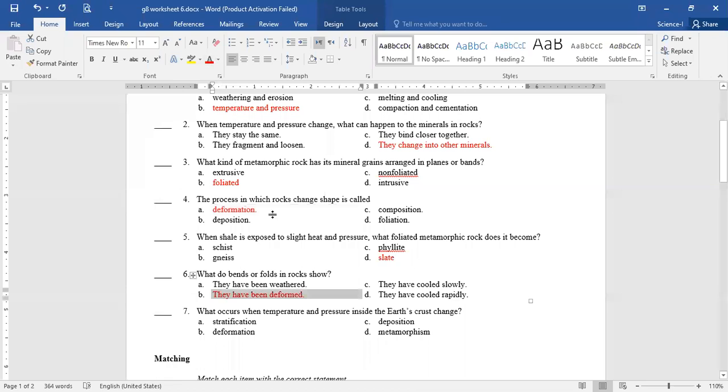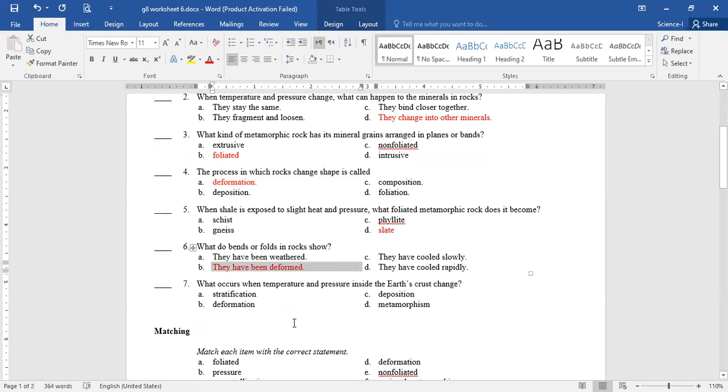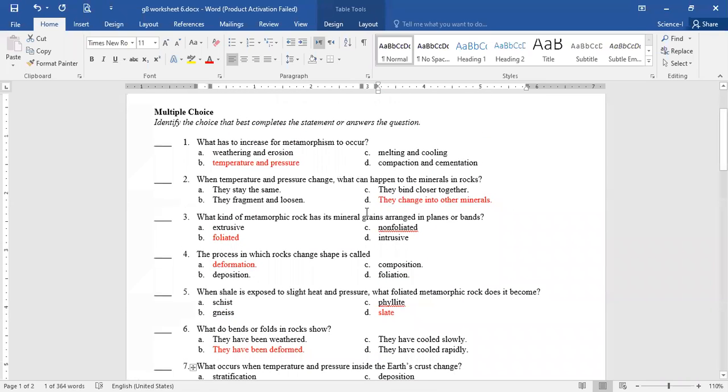Last question in the multiple choice: what occurs when temperature and pressure inside Earth's crust change? Okay, yes, Rashwan. D, metamorphism. Good. Any hard question regarding the first 7 questions, guys? Anything not clear? No, thank you.